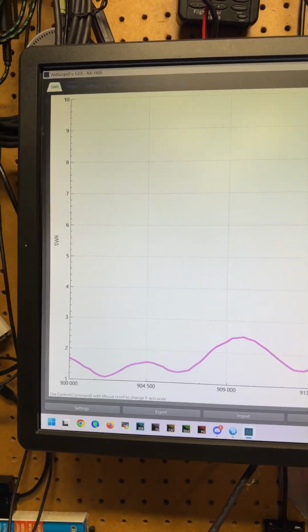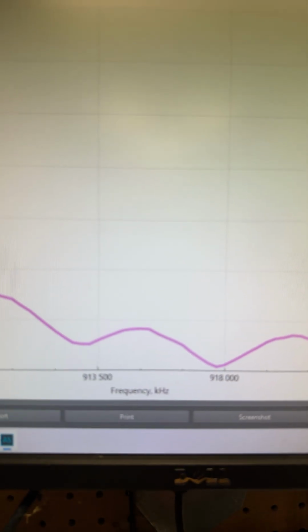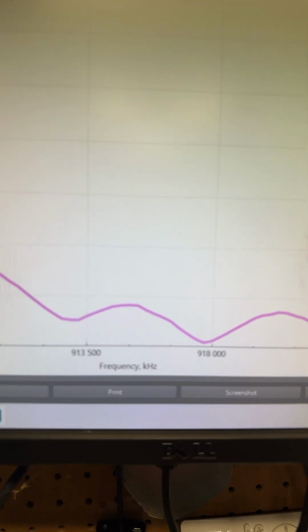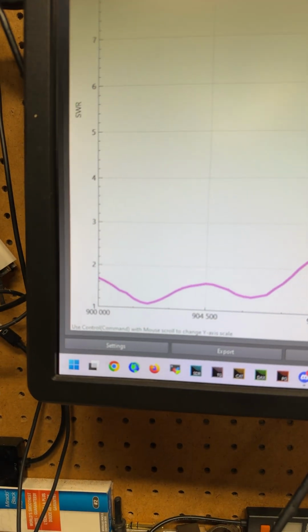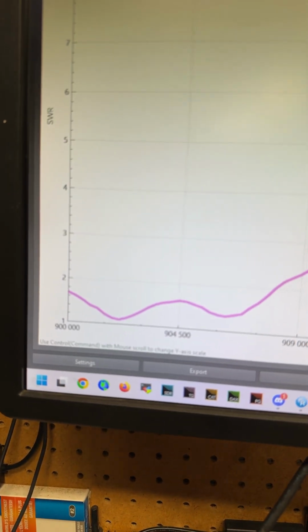Now I ran this from 900 to 930 megahertz. And Meshtastic is right about in the middle there between 913.5 and 918. It's actually centered around 915. But you can see there, that is below 2:1. Here's our 2:1 line, that first tick up from the bottom.